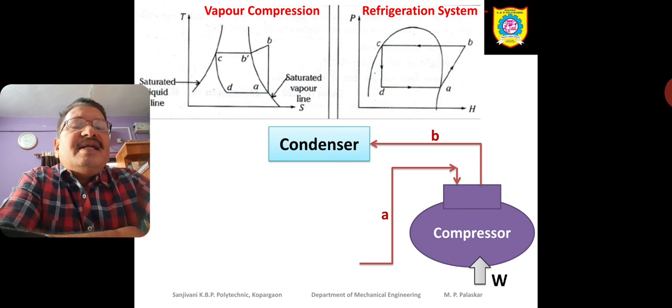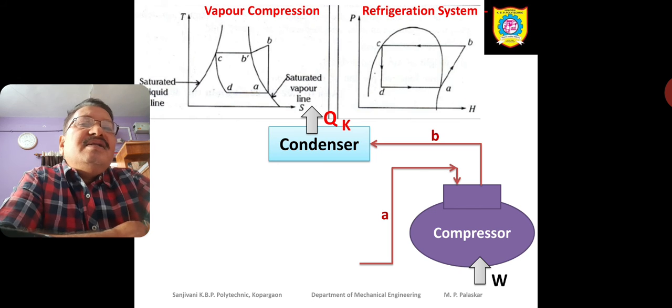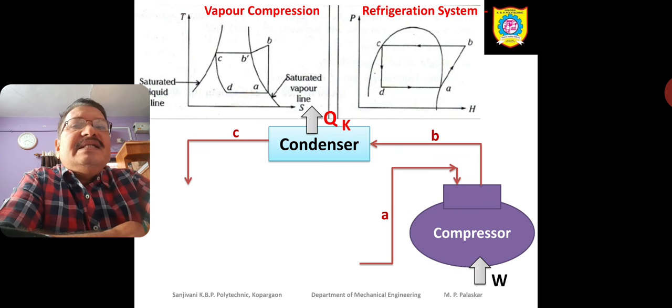So in the condenser, due to cooling, condensation of the refrigerant vapor takes place from B to C, and for this condensation, heat at the rate Qk is removed in the condenser, and the process is nothing but BC.